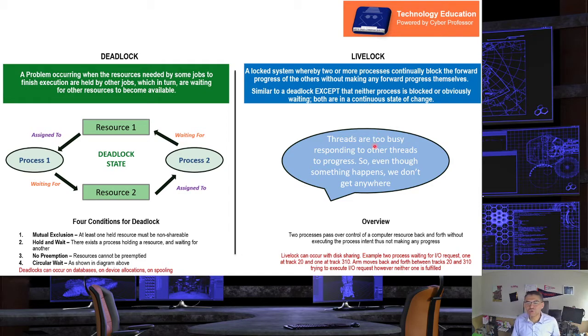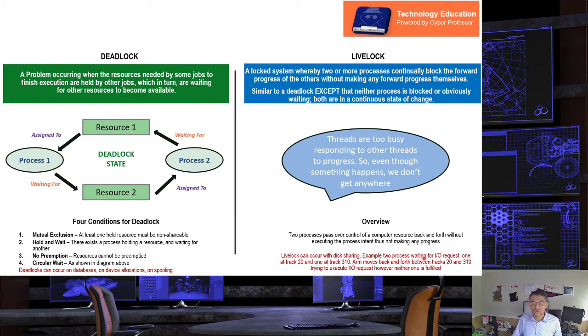So threads are too busy responding to other threads to progress. So even though something is happening, we don't get anywhere. So we don't get to the final execution of the processes or the instructions that are part of the processes. Overview: 2 processes pass over control of a computer resource back and forth without executing the process intent, thus not making any progress. Live lock can occur with disk sharing.